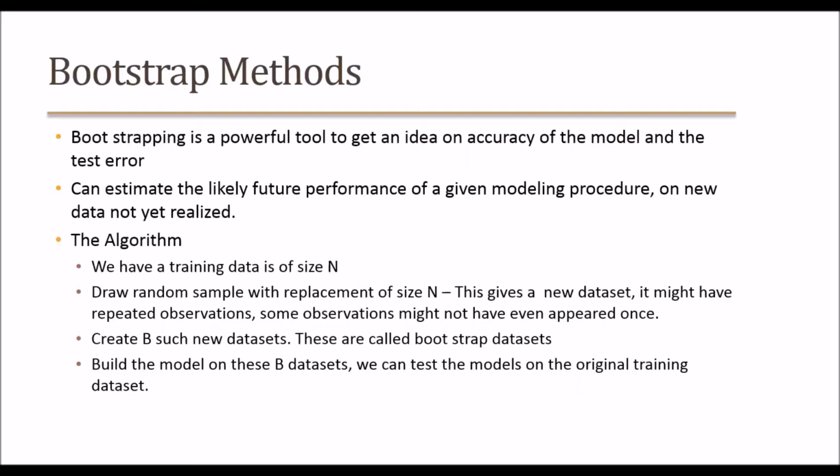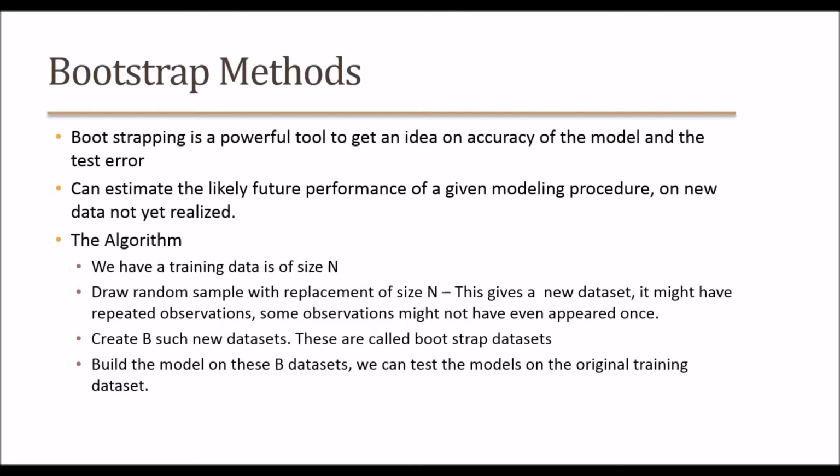In that new data set, some observations might repeat twice or thrice, and some observations might not have been picked at all, because we are doing the sampling one at a time. Though we have picked the whole 10,000 observations, some of the points might never have been chosen, or some might have been chosen twice or thrice. So that is one bootstrap sample.